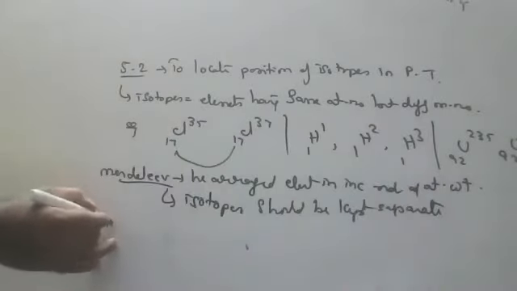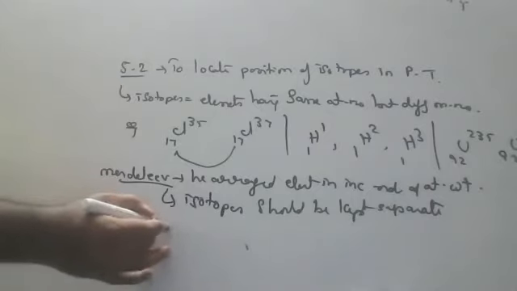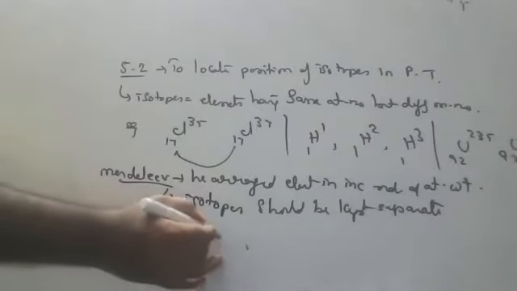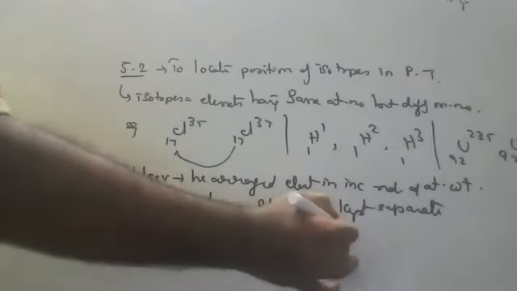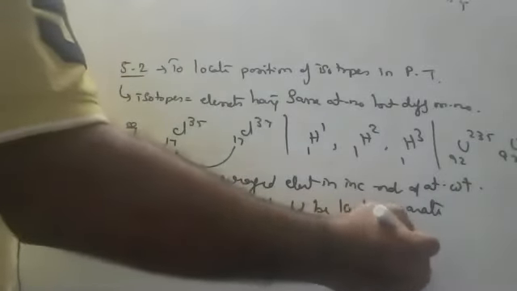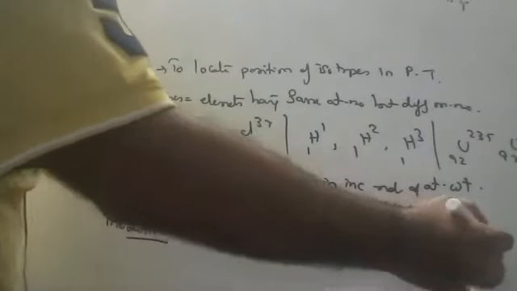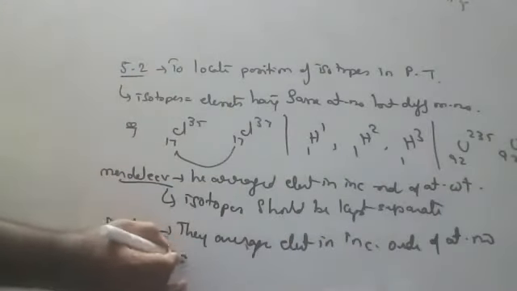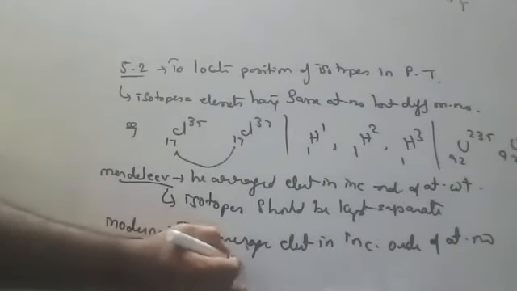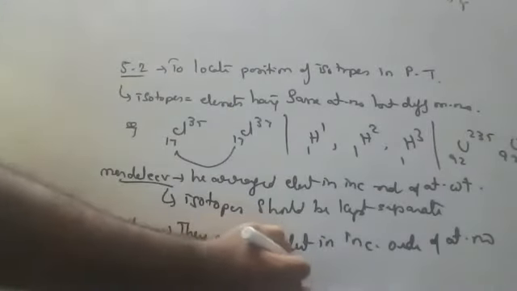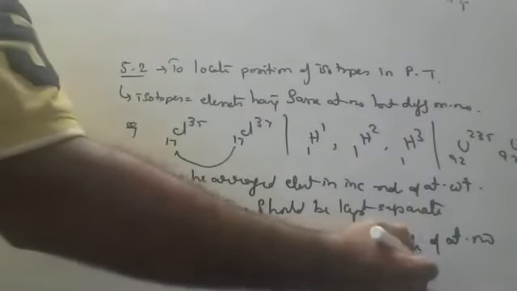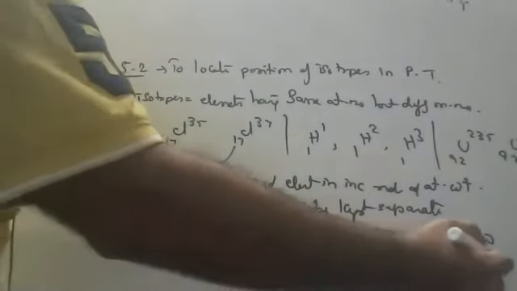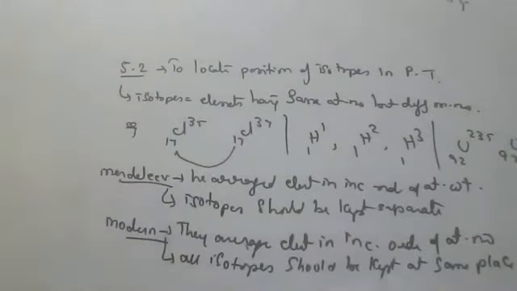But according to the modern form of the periodic table, they arranged elements in increasing order of atomic number. So all isotopes should be kept at the same place, means same block, same box.